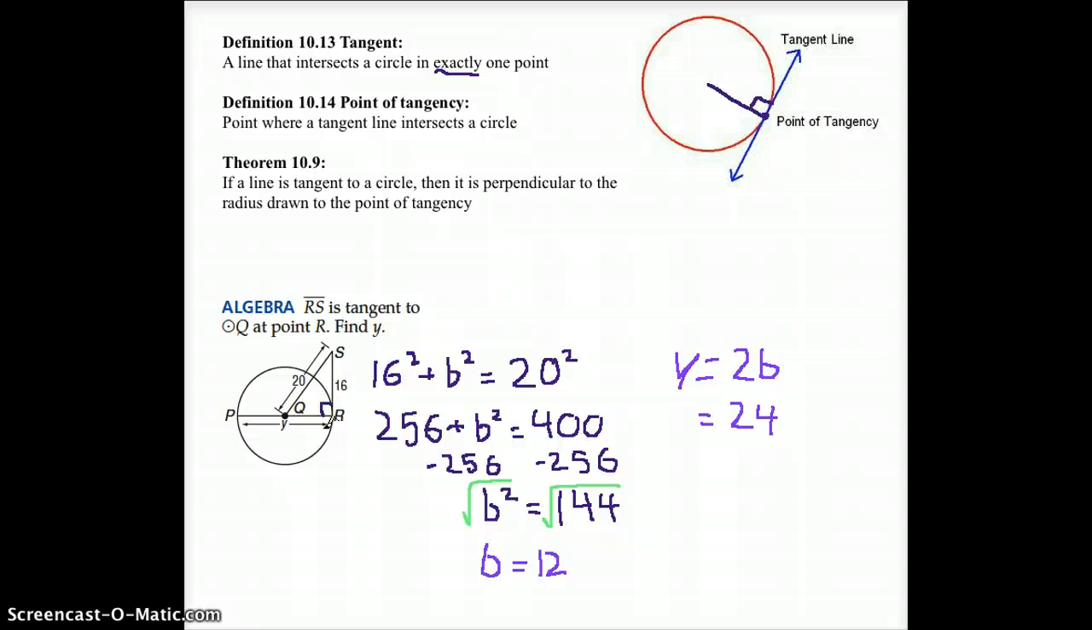So these are the theorems and definitions that we need from section 10.5, as well as some examples that might help you in your homework. Okay, enjoy section 10.5 and learning about tangents.